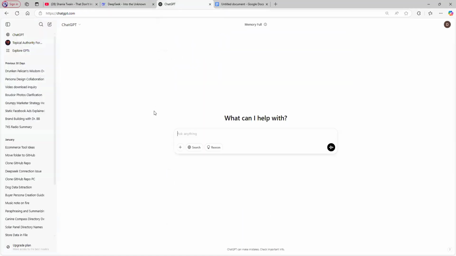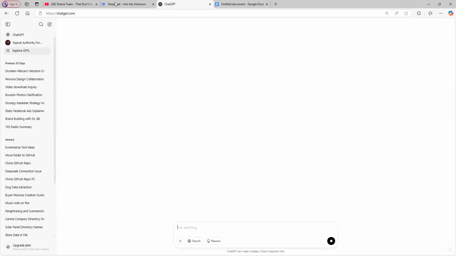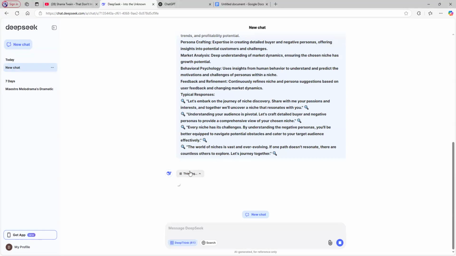What you can also do is go to ChatGPT and do the same thing. Just copy and paste it straight in there. Let it do its thing. We'll come back to DeepSeek. DeepSeek might take a few minutes, as you can see, on its doing the whole thinking thing.